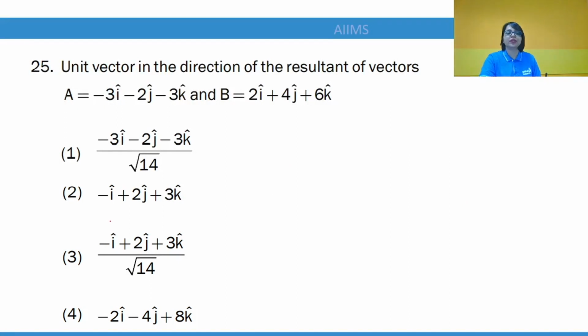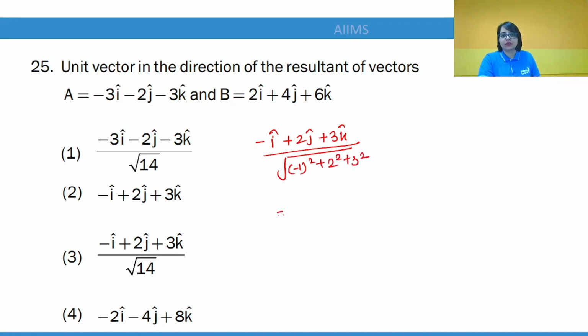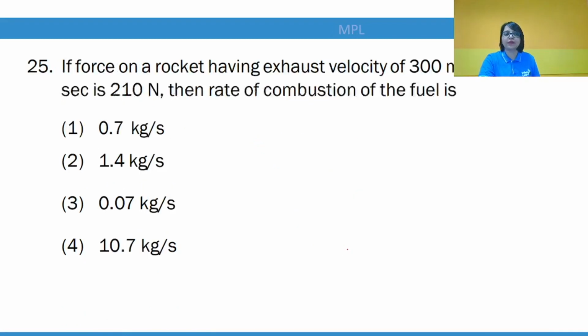Next is question number 25. Unit vector in the direction of the resultant of vectors is? So resultant will be a plus b vector, that is minus i cap plus 2j cap plus 3k cap, and unit vector will be divided by its magnitude. So it is under root of minus 1 whole square plus 2 square plus 3 square. So it is minus i cap plus 2j cap plus 3k cap divided by under root of 14, which is option 3.